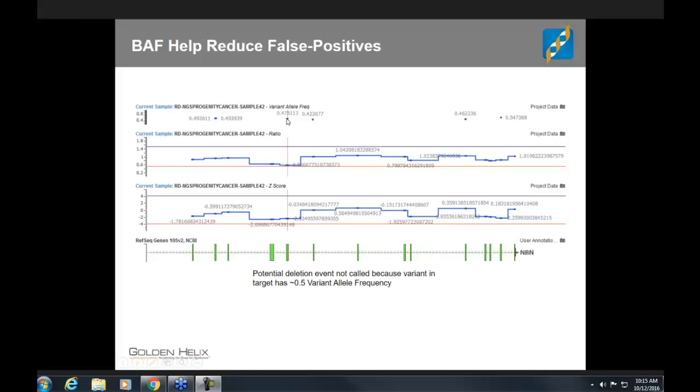It looks like it might be a deletion. But there's a variant in this region with an allele frequency very close to 0.5. And that kind of value is basically impossible if this is a true deletion event. And so that provides us pretty strong evidence that this is really not a deletion. And it would provide our Bayesian network evidence to not call this as a deletion and avoid this false positive.